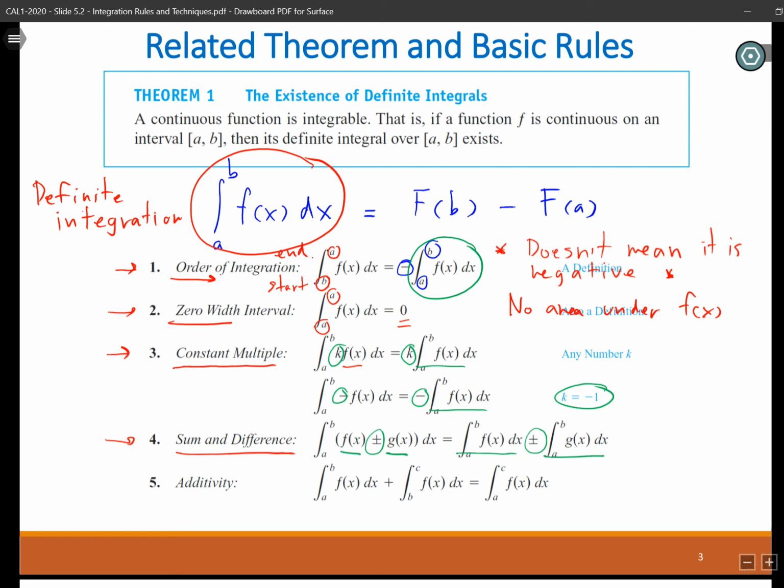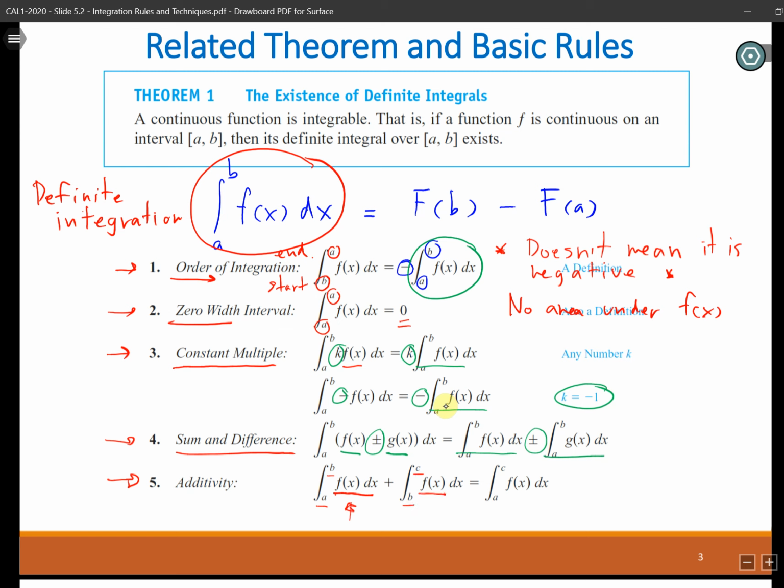Now, last one, I find this interesting. Additivity. What about we take a look at the meaning of this integration? First one, we perform integration of this function f(x) from a to b. So you can think of this as the area of f(x) from a to b, right? Then plus another term. This is the integration of f(x) from b to c.